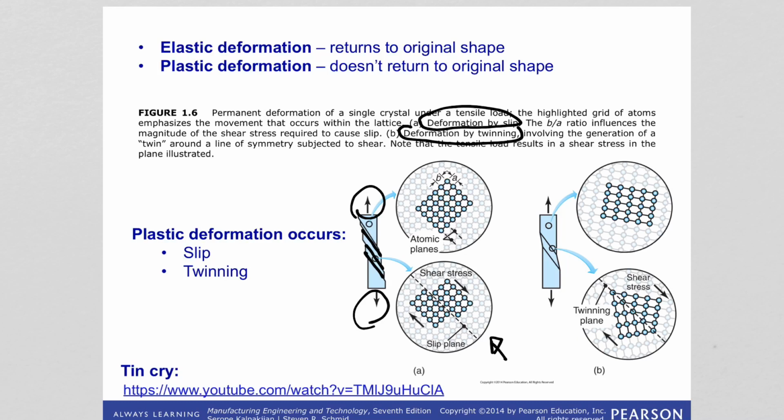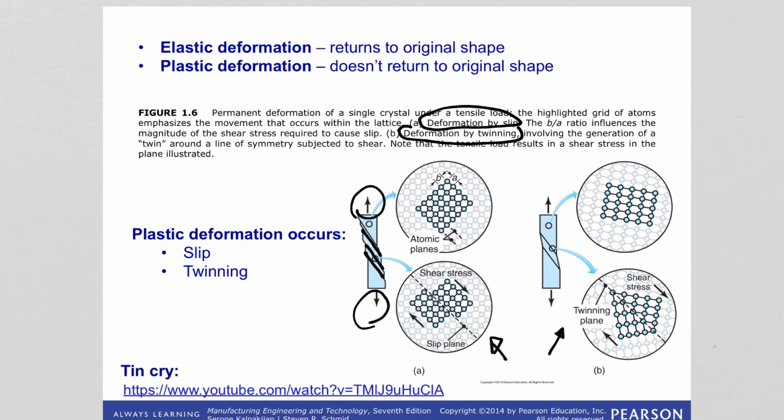So another way here is twinning, and this is least common. The most common is slip, but certain materials will experience twinning, not all of them, okay?